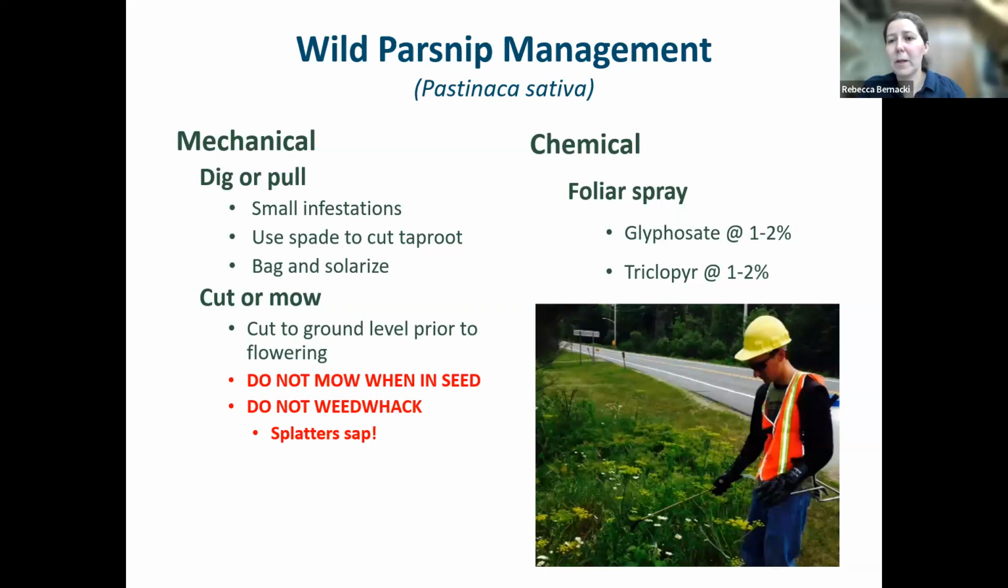We can foliar spray this species. In fact, I have some contractors out working today that are doing some work for our DEC partners to control this species on a property they own. We can use that foliar spray. Most glyphosate-based products will recommend a dilution rate of 1 to 2% volume to volume ratio. Most triclopyr products at that same dilution rate. Again, always check your product label. The label is the law in New York.